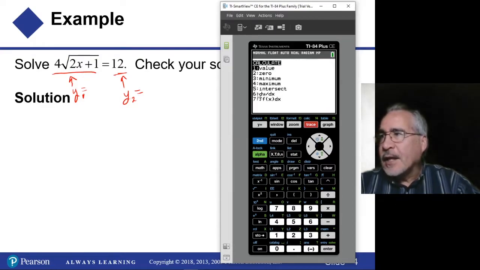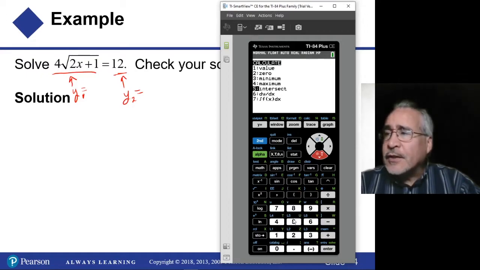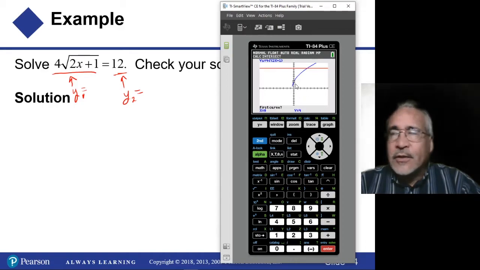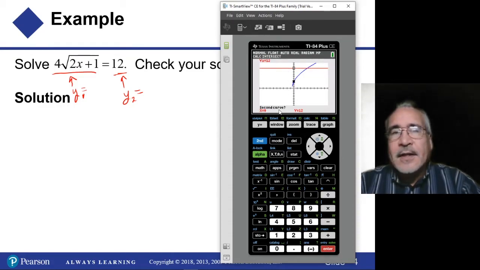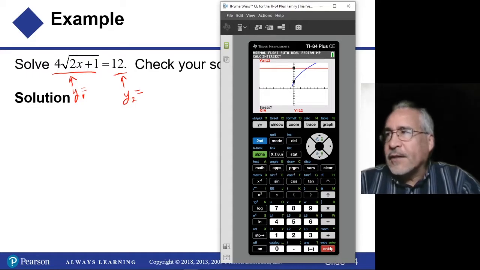I go here. What I wanted to do is the intersect feature, which is 5. I could just enter the number 5, or I can arrow down to it and hit enter. Now for the intersection, it jumps to one of the graphs and says, is this your first curve? Since we're on it, we'll say yes, enter. Notice it jumped to the second curve and it's basically asking, is this your second curve? We will hit enter to say yes.